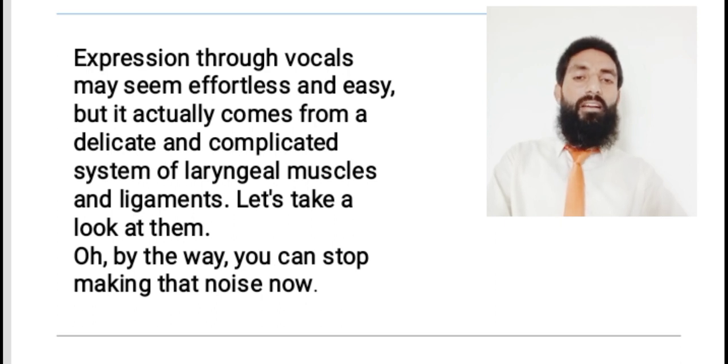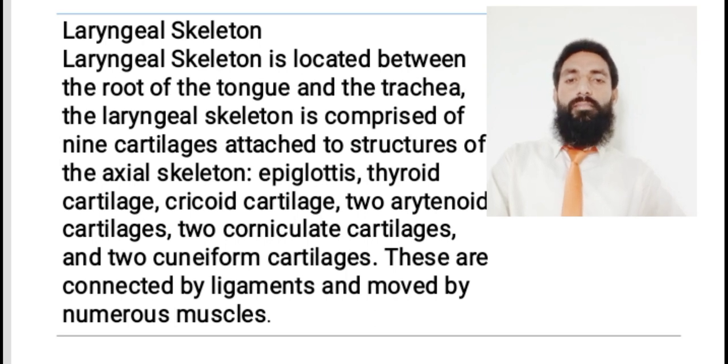And there are also ligaments which connect the muscles of the body to the bones, and the bones are connected to the muscles with the help of ligaments. Laryngeal skeleton. The laryngeal skeleton is located between the root of the tongue and the trachea. It is comprised of 9 cartilages attached to the structures of the axial skeleton.